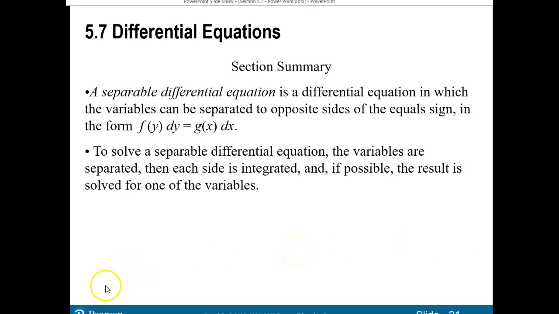All right, so that then is the end of section 5.7 and the end of chapter 5.